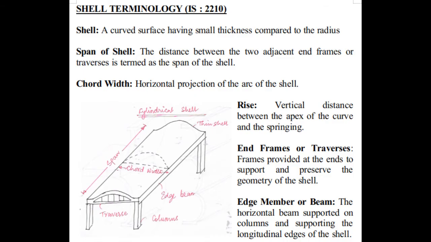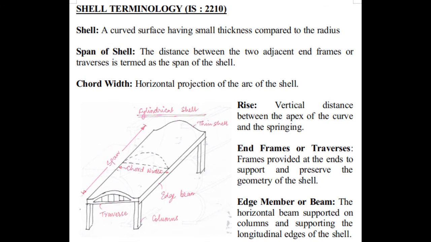So let us start. Shell terminology, which is given as per the IS code 2210. What is a shell? The basic definition of a shell: it is a curved surface having small thickness compared to the radius. So a shell is a structure, a curved surface having small thickness compared to the radius of the structure.